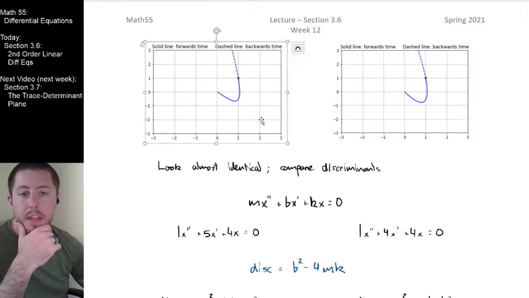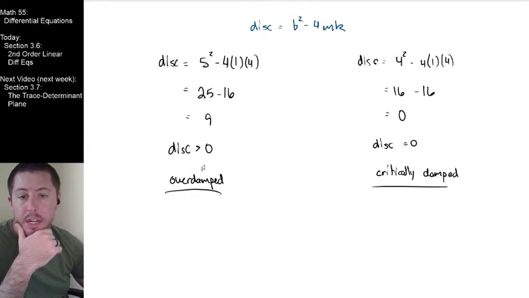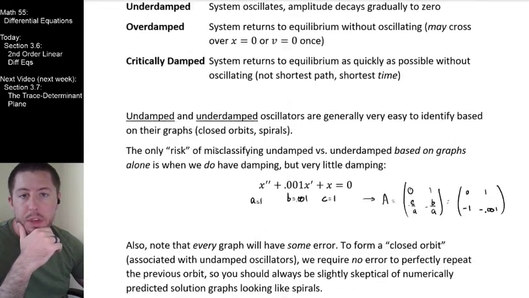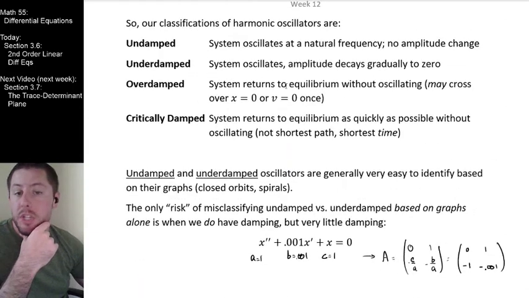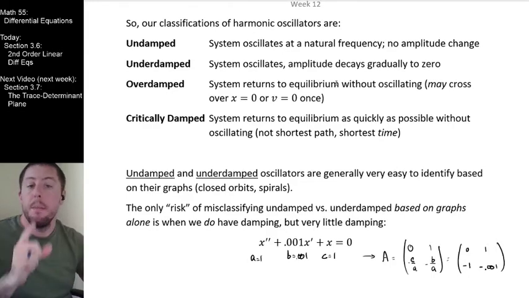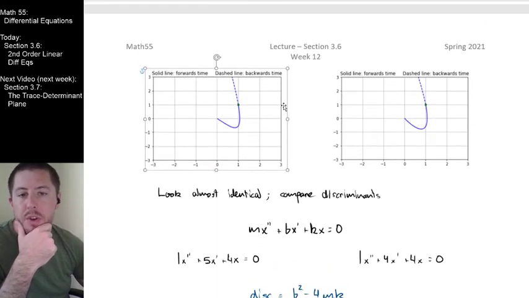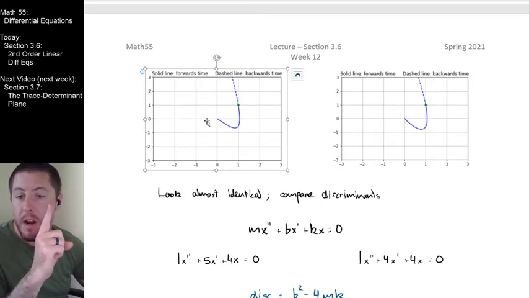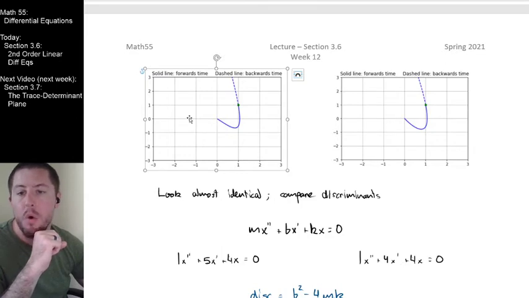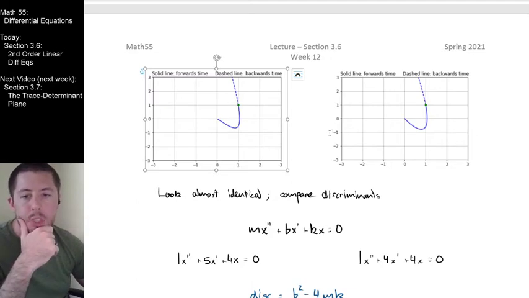Finally, this is the one other thing that we wanted to see here today. Even in our overdamped scenarios, remember what we said about the overdamped: it's going to return to the equilibrium without oscillating, but it might cross over x equals 0 or v equals 0 once, and you can see that we did cross over the line v equals 0 once. One crossing of one axis can potentially happen in an overdamped situation. That is possible in a critically damped situation as well. So those things can occur.